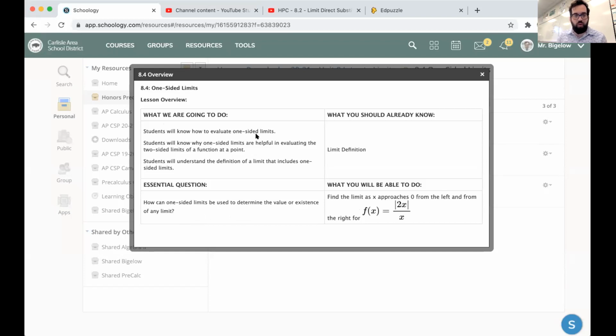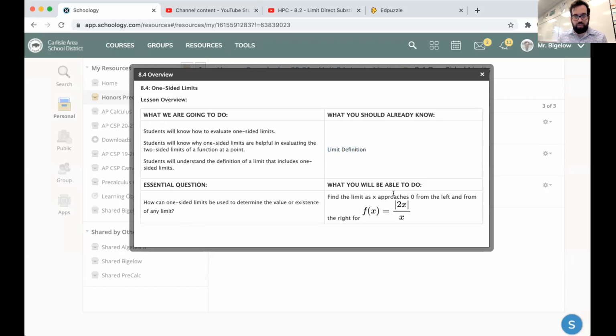Students will know how to evaluate one-sided limits. There can be a left side limit or a right side limit. You will know why one-sided limits are helpful in evaluating the two-sided limit of a function at a point. And you'll understand a new definition of a limit that includes one-sided limits. You should already know what a limit is from the past going into this lesson.